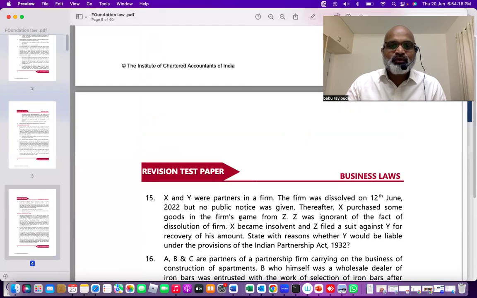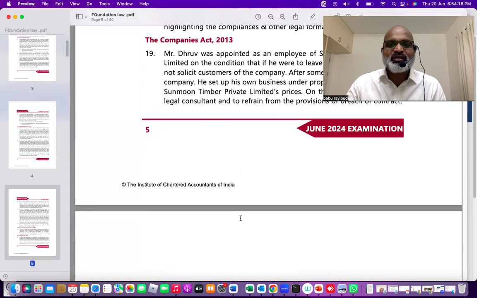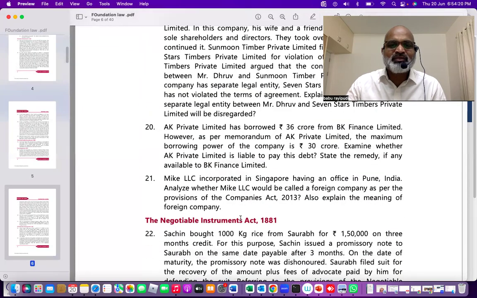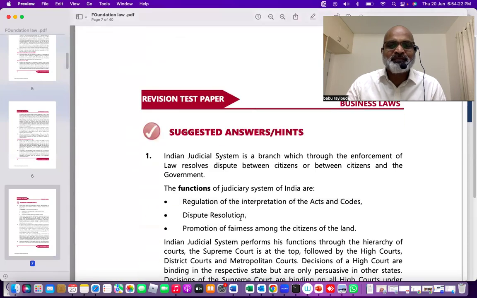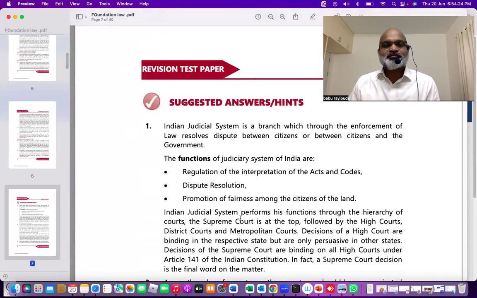Question number 1, if you go to the answer, so have patience, okay? Anyway, this will definitely help you to have some idea and answer your questions, okay? If you look at the answer here, it says Indian judicial system is a branch which through the enforcement of law resolves dispute between citizens and between citizens and the government. That means judiciary is basically Indian judicial system in the sense it's basically law of the country.